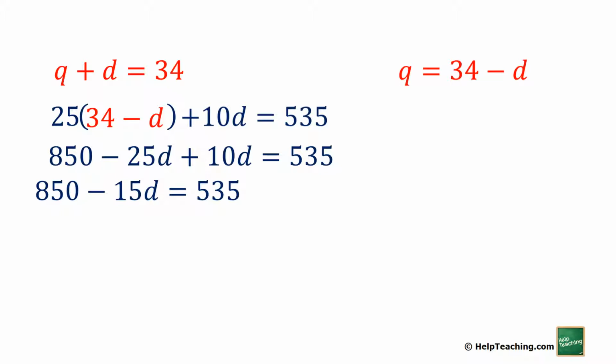And I can subtract 850 from both sides, which gives negative 15D is equal to negative 315. When I divide both sides by negative 15, I get D is equal to 21. This means that there are 21 dimes. And the original question was how many dimes are there?